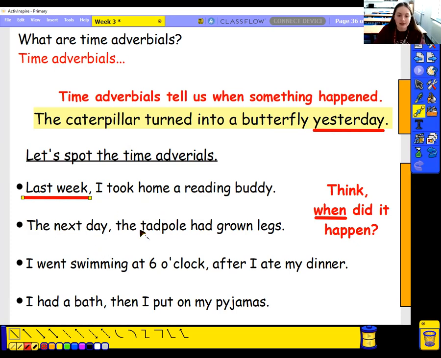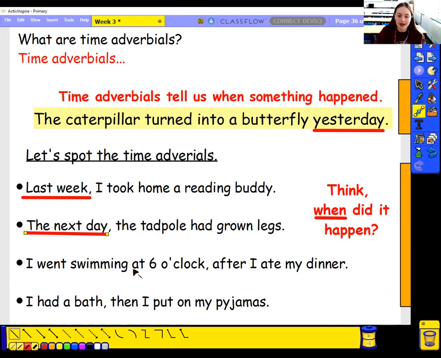The next day, the tadpole had grown legs. What is the time adverbial? Remember, it's when something happened. Fantastic. The next day. What's the next day? It's our time adverbial. The next day, the tadpole had grown legs.